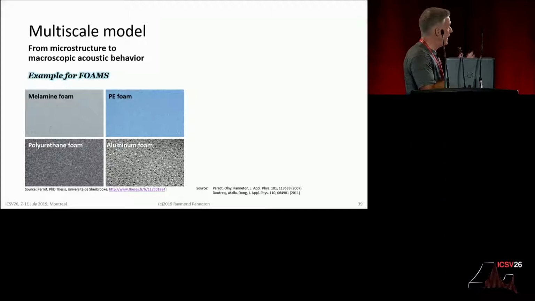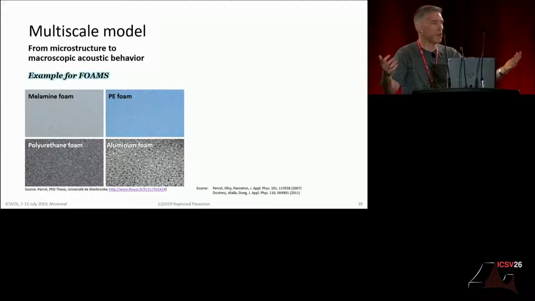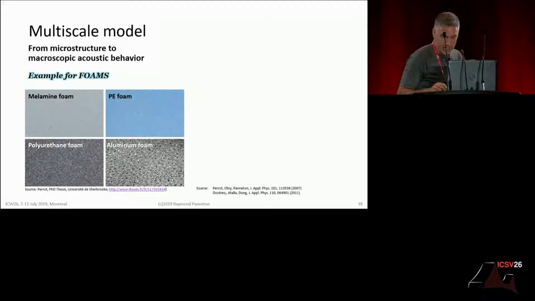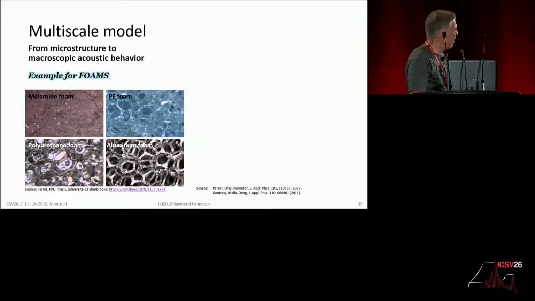So let's take an example for foams. Here you have different types of foams, melamine foam, polyethylene foam, polyurethane foam, aluminum foam, and from where you are, probably you see them as homogeneous material. And it is, as I mentioned, the fact for acoustical waves, okay, in the audio frequency range. So if we look at their microstructure, they all resemble, okay, they are all foams, okay. Sometimes the struts, okay, are very thin. Sometimes the struts, the ligaments, are large.